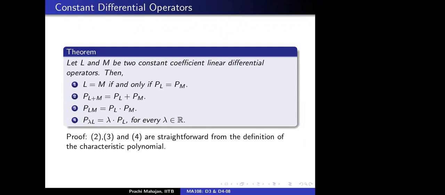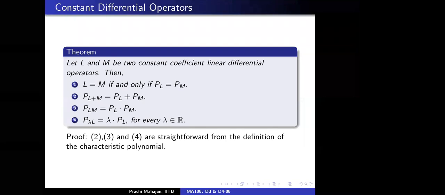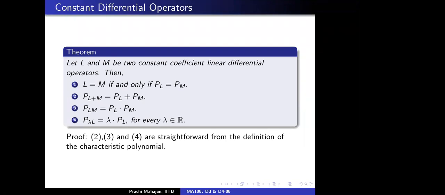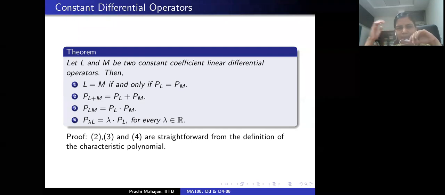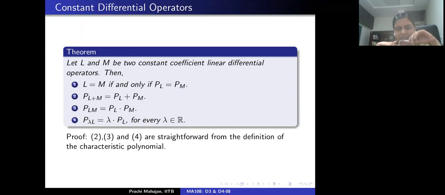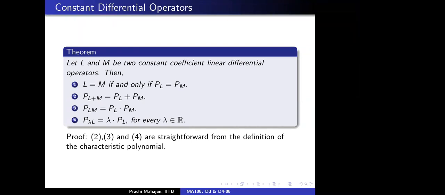Ma'am, here, P_L plus M is what? See, P_L is a polynomial. P_M is also a polynomial. Yes, the sum of two polynomials is a polynomial. That's all. We'll see some examples. We have not seen examples as yet.